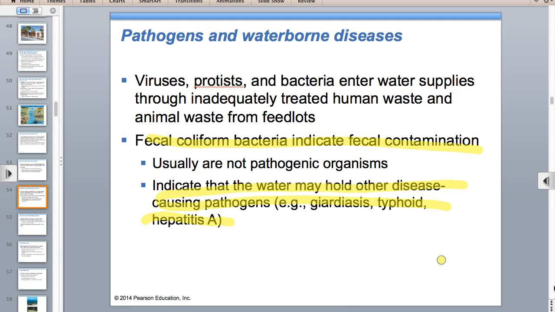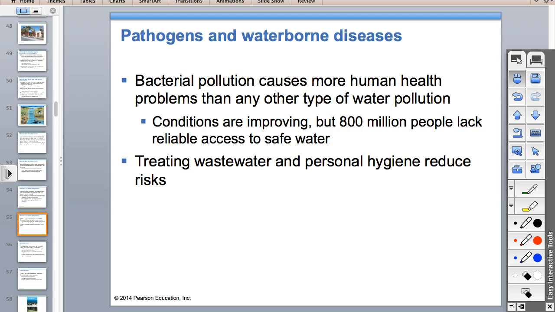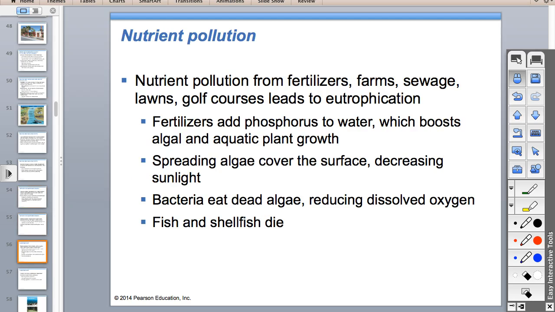typhoid or hepatitis, or a big one is cholera. I wish your book had mentioned cholera. That's really the biggest one as far as waterborne diseases. So if you have fecal coliform in your water, it's possible that you also have hepatitis A and cholera. In developing countries, these simple water pathogens are very abundant because they don't have water treatment, and they can cause death because if people get sick, they don't have clean drinking water to help rehydrate them. Anyway, treating drinking water is helpful.